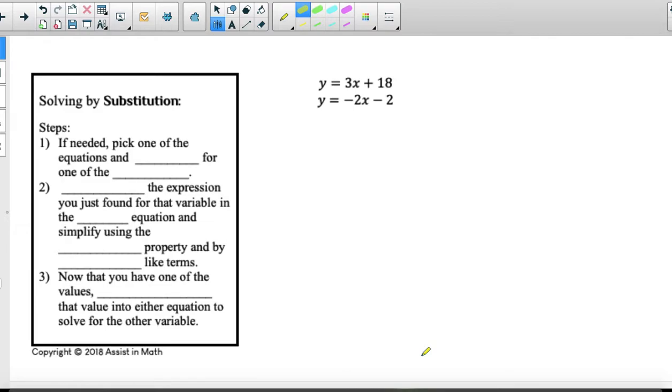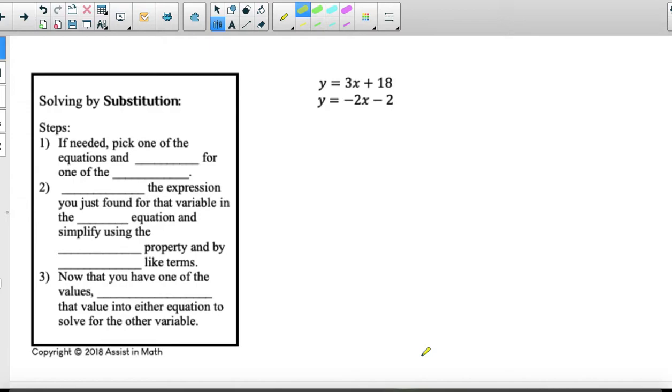This video is on systems of linear equations, solving by elimination and substitution. We're going to focus on solving by substitution for this problem. The steps for solving by substitution are different than solving by elimination. Elimination needed to have x's, then y's, equals constant.